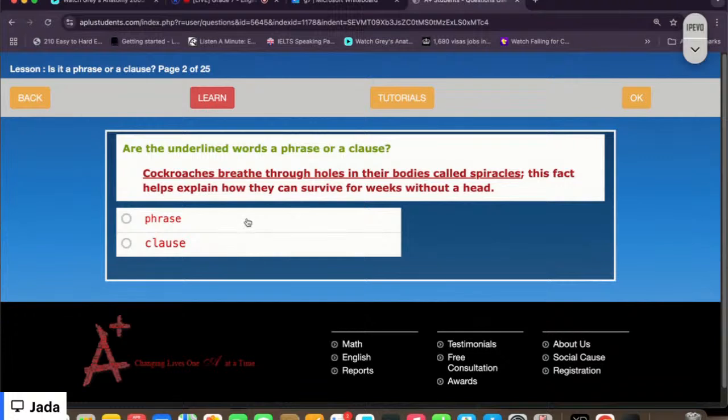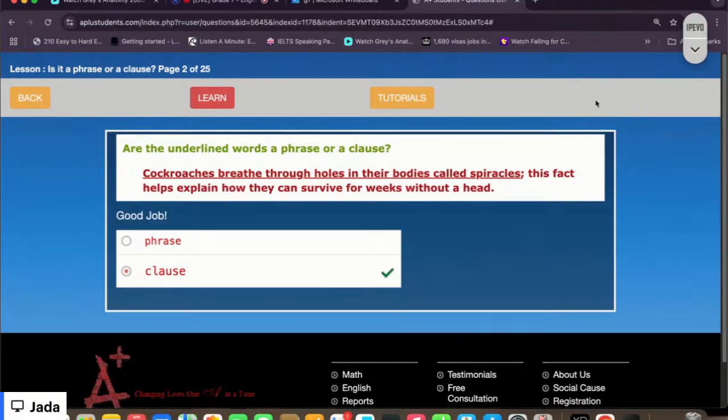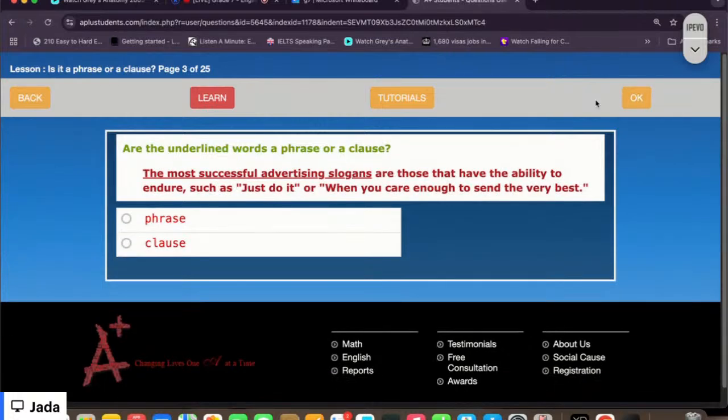So we have what? We have the clause because it has the subject and it has the what? The predicate. "The most successful advertising slogans are those that have the ability to endure, such as 'Just do it' or 'When you care enough to send the very best.'" So is this a phrase or clause?